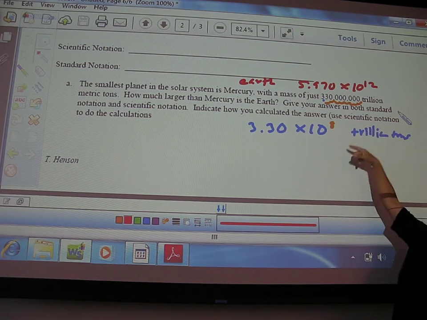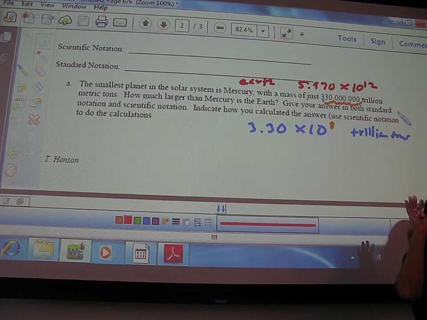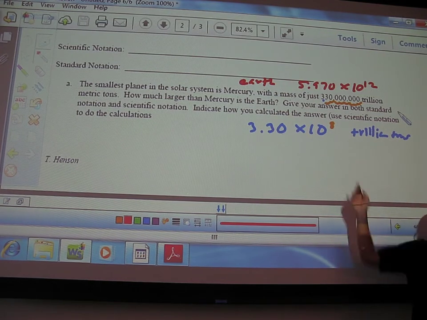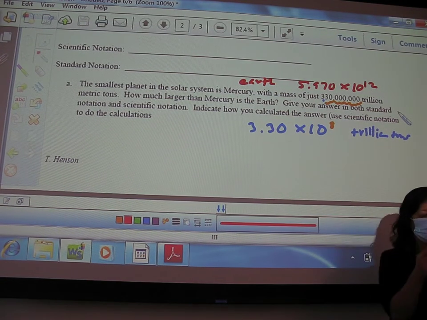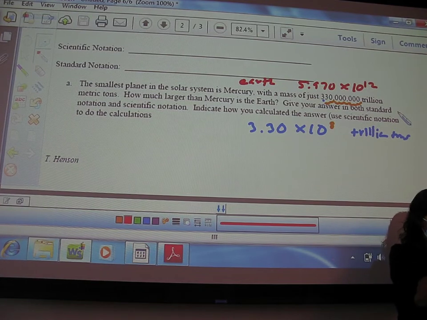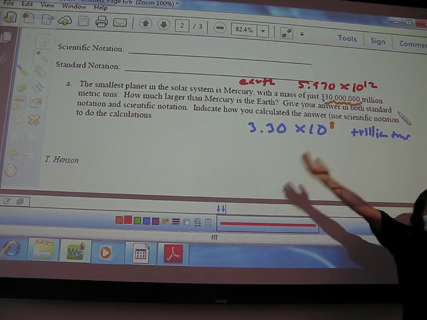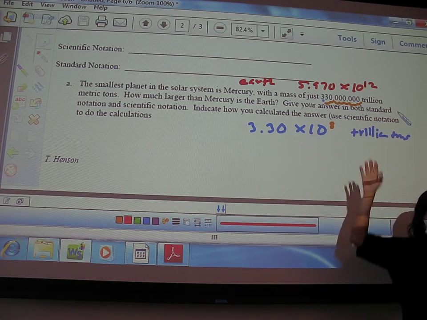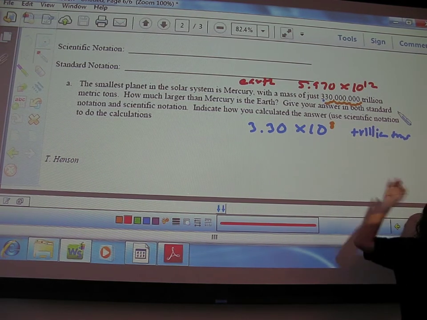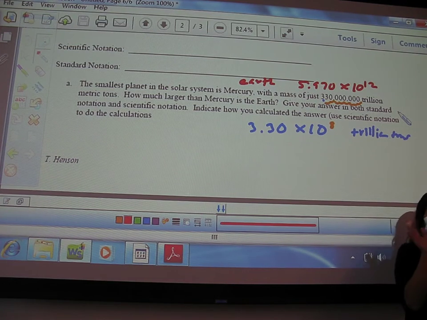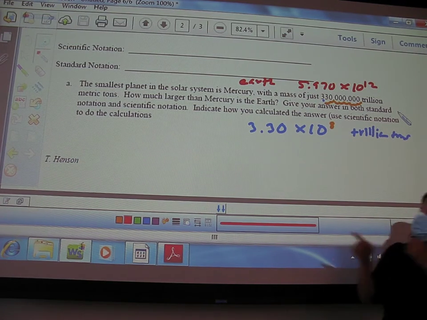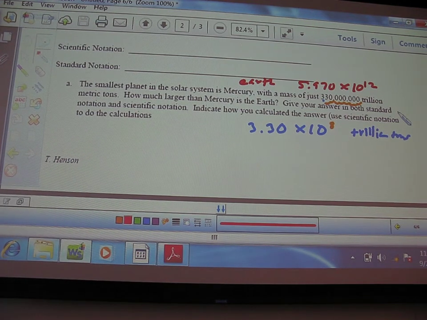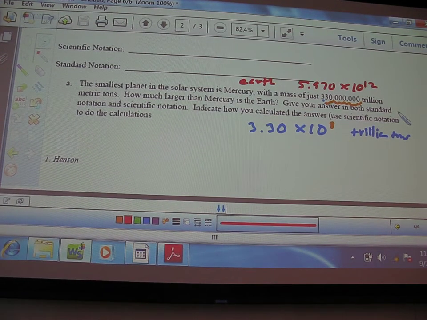That's roughly 12 minus 8, that's 4. 10 to the 4th. Is everyone with me? So Earth is roughly 10 to the 4th times bigger. 10 to the 4th is 1 and 4 zeros, that's 10,000. It's roughly 10,000 times bigger. That's why scientists use scientific notation. They can figure out roughly that it's 10,000 times larger. We're going to find out exactly how much larger, because we're going to divide. So, how many Mercuries can I get out of Earth?